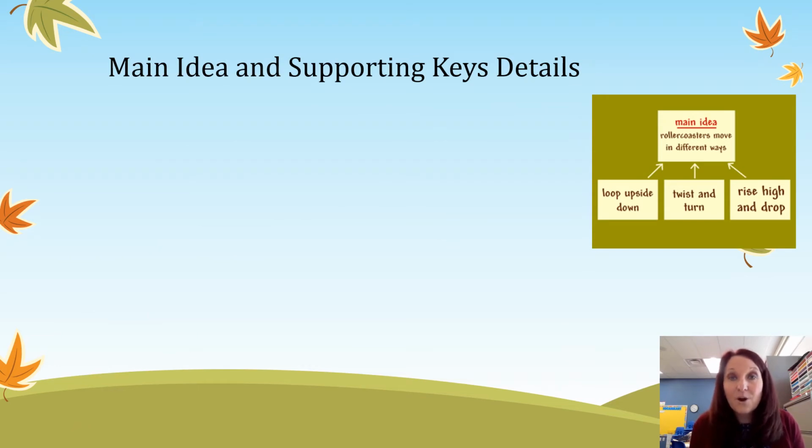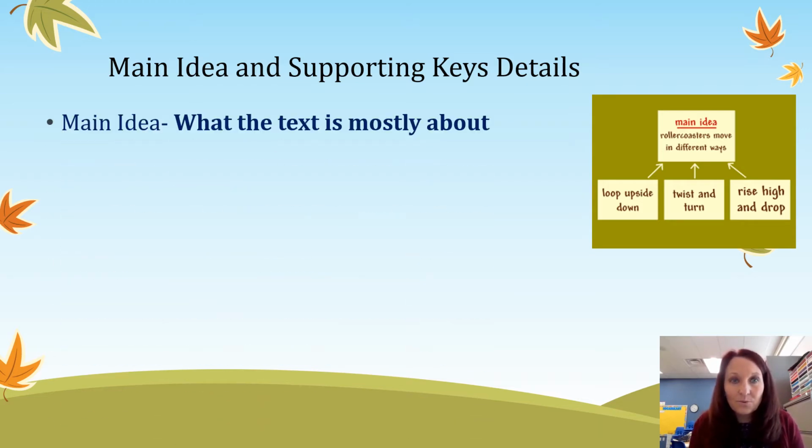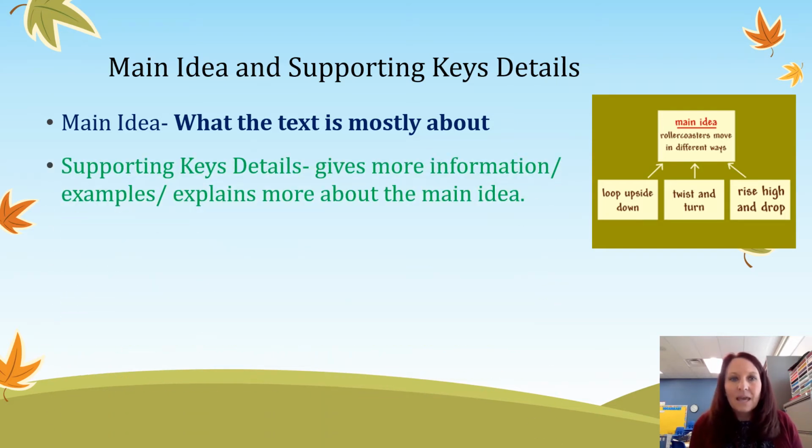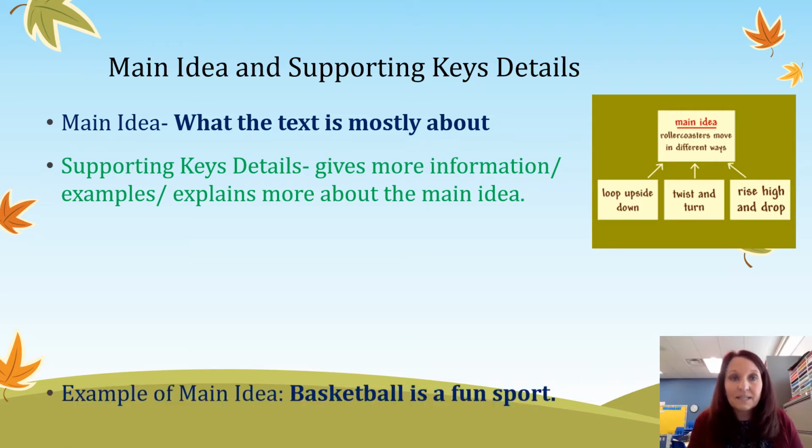So here's what I hope you wrote on your paper. Now it doesn't have to be exactly what I have, but just around the same idea. So something to do with the main idea would be what the text is mostly about. So that is the main idea. If somebody said, can you tell me in one sentence what you just read about? That would probably be your main idea. What is it mostly about? And then supporting key details, they give more information, they might give examples, or they might explain more about the main idea.